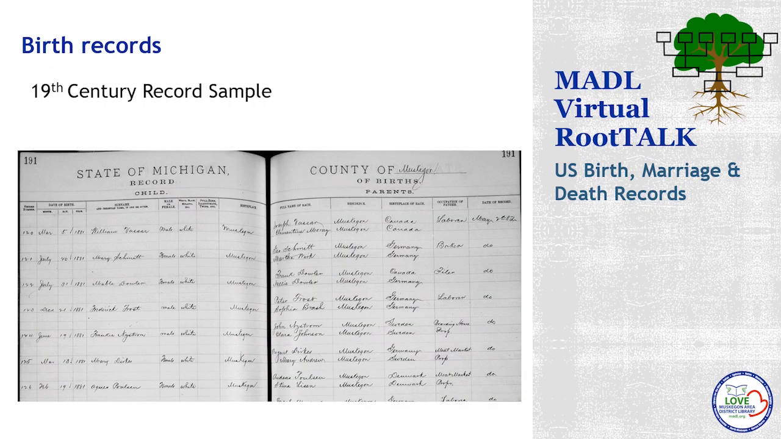Looking at 19th century birth records, remember in these early years, it's primarily just going to be an entry in one of those huge, large ledger books. And here's an example of a 19th century set of birth records from the state of Michigan. And over here it says the county of Muskegon. And this is how the county clerk would record the information as it was reported to their office.